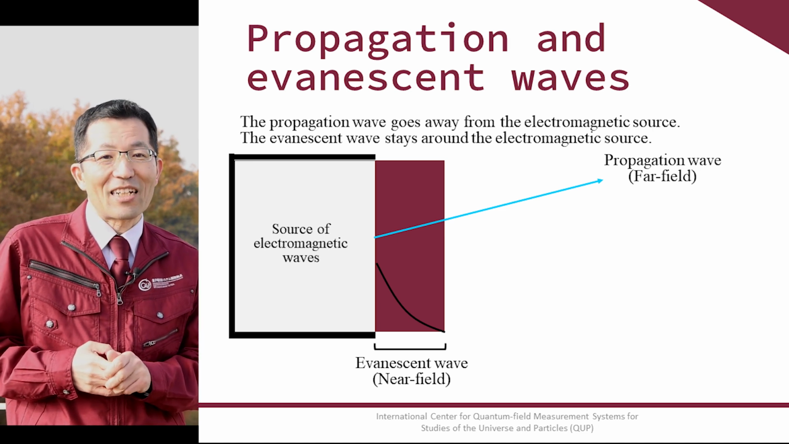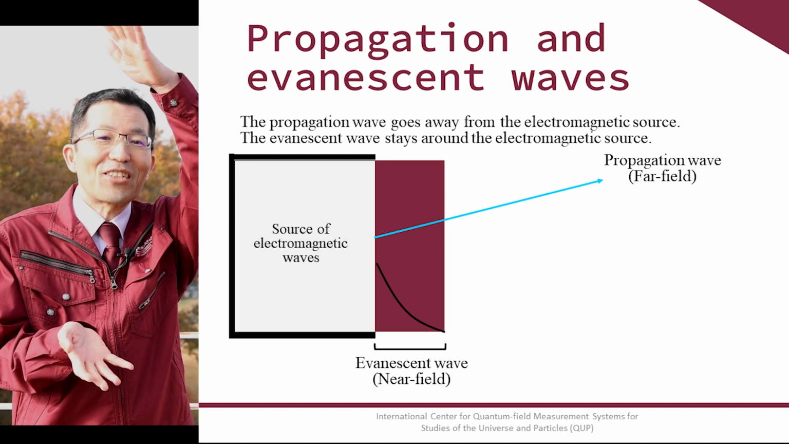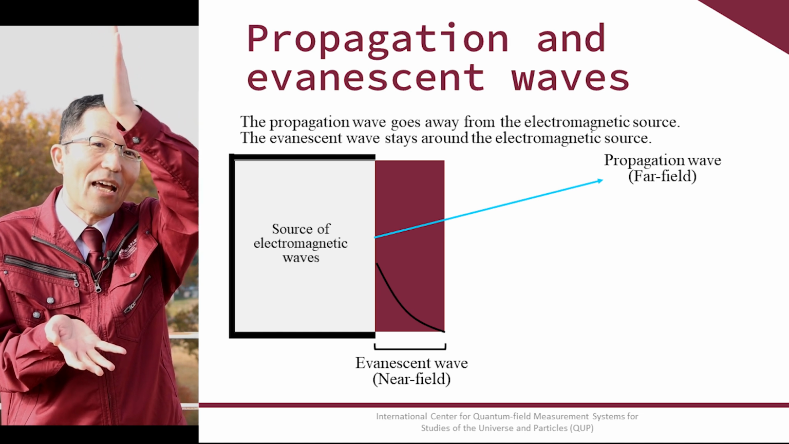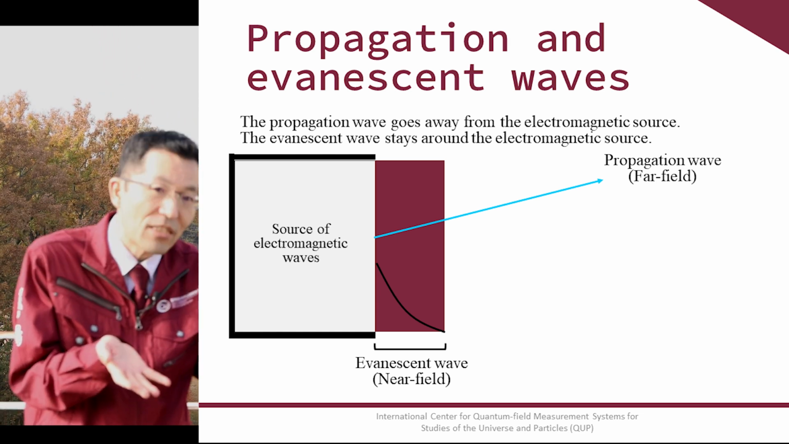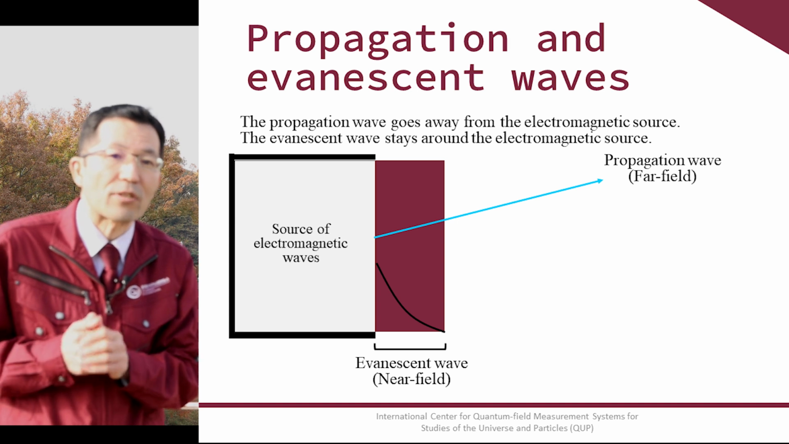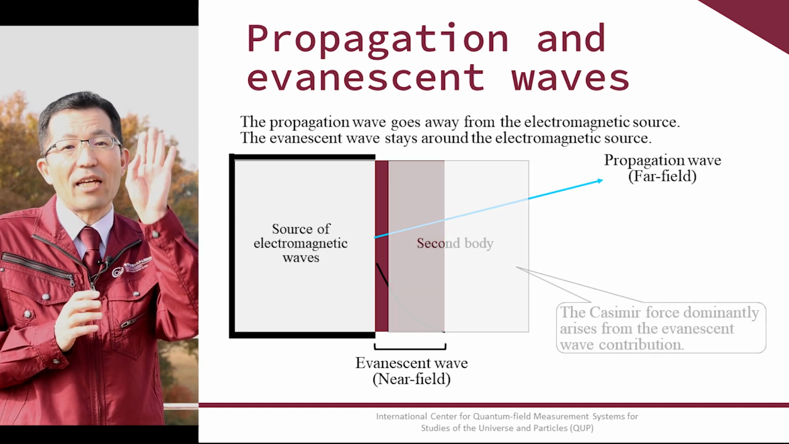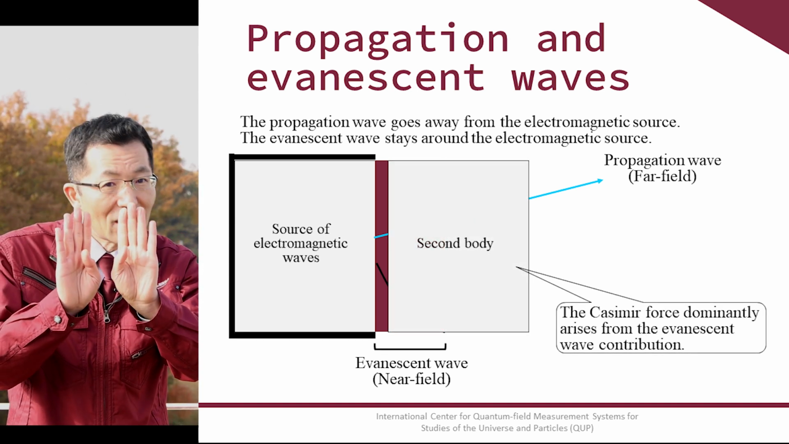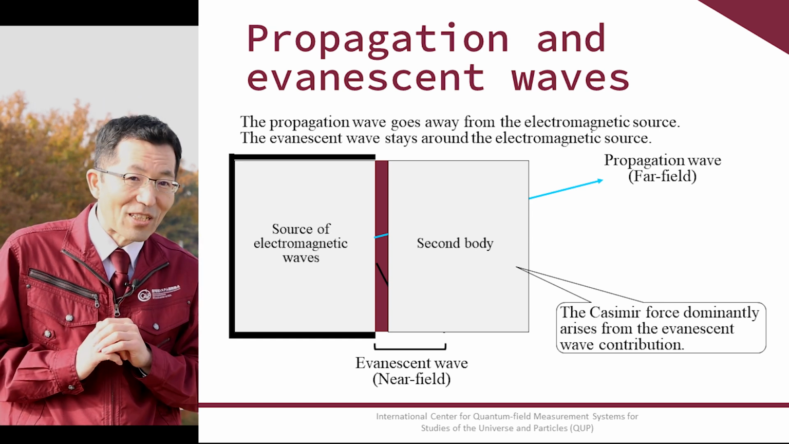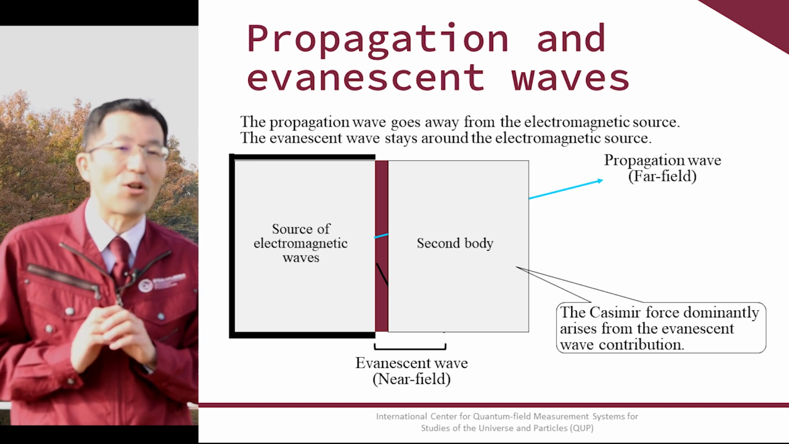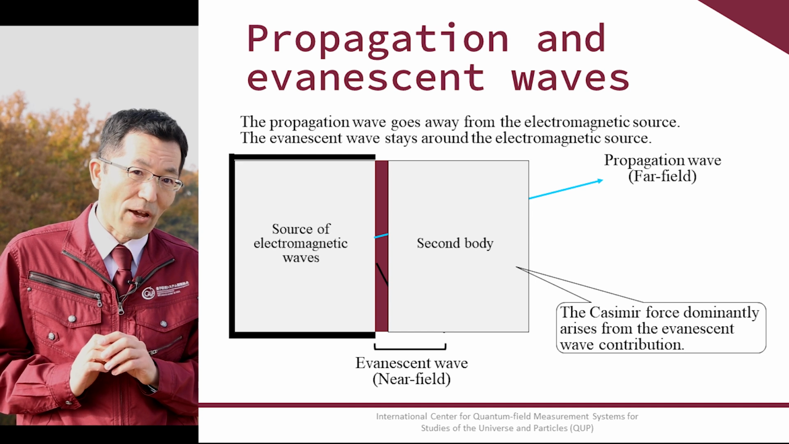The feature is that the evanescent wave has a much larger wave amplitude, and then it decays exponentially at a distance away from the source. So the second body is placed in close proximity. The Casimir force acting on this body dominantly arises from evanescent waves.